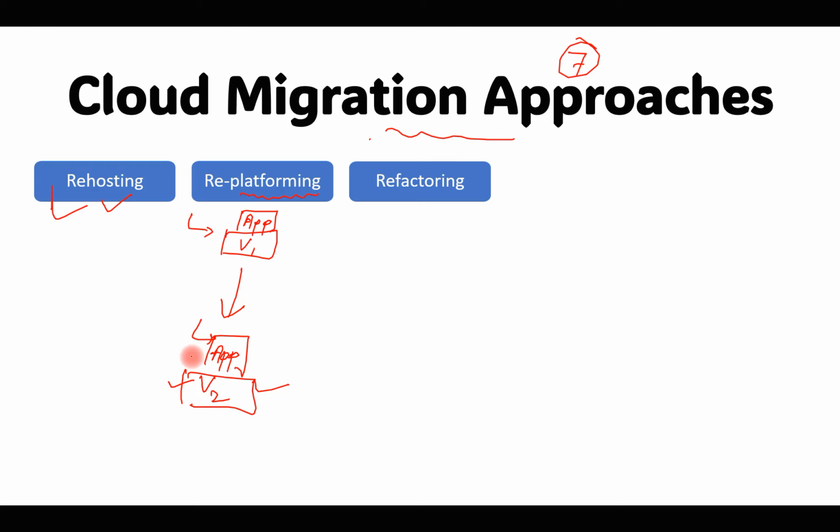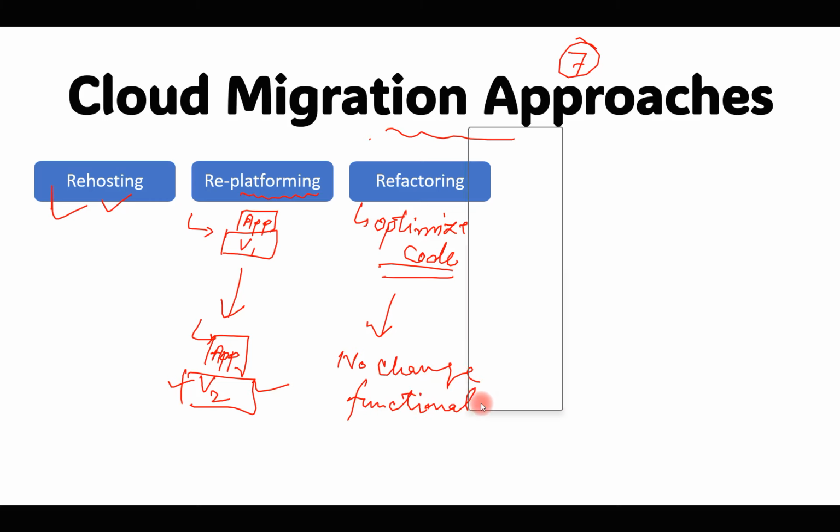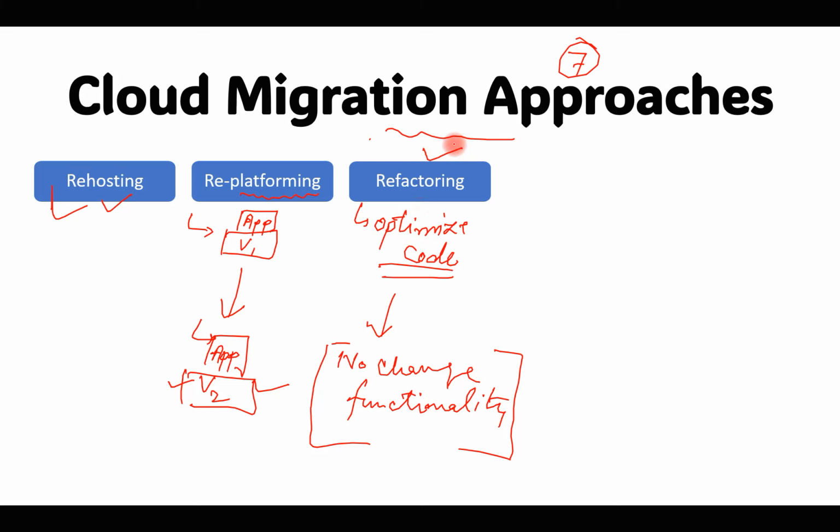Okay. Next approach we have is refactoring. What exactly is refactoring? Refactoring is where we need to optimize our existing code. In this case, we need to optimize code for cloud compatibility. But the thing is, there is no change in the functionality. So we can make minimal changes here, but we will not make any changes to our application functionality. That approach is known as refactoring.